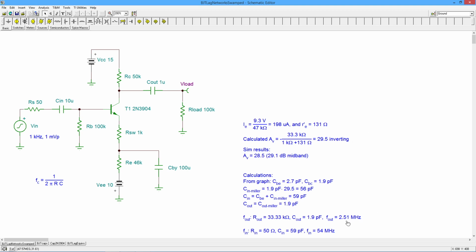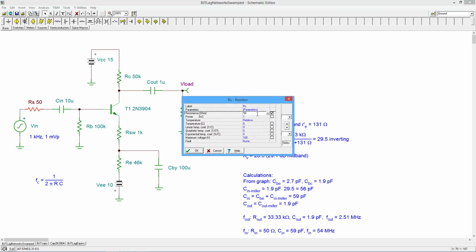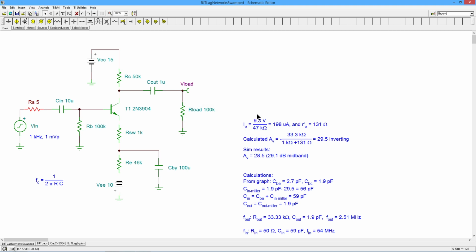All right, we calculated 2.51 megahertz for the output network. Is there maybe some interaction between the output and the input networks? Now, there might be. So a little trick that we can do is to translate the other frequency further away and see if there's any impact. So an easy way to do that over here, because RS is really the determining factor, is we're just going to drop that down to 5 ohms. And I'm going to redo this. And if there's any interaction, the new frequency that we'll come up with will probably be a little higher, okay?